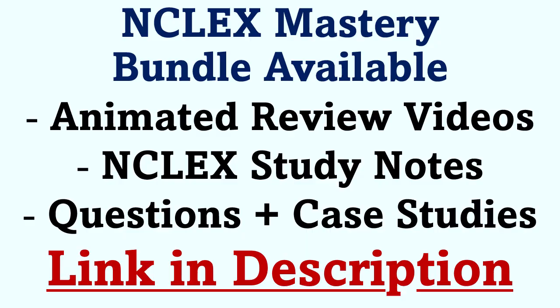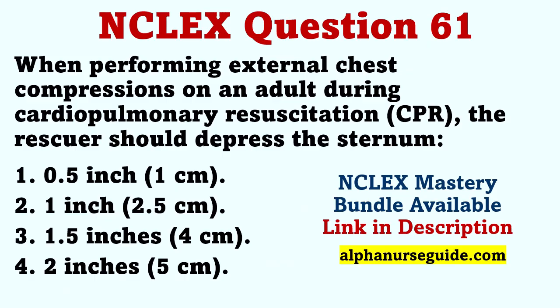Back to the questions. When performing external chest compressions on an adult during cardiopulmonary resuscitation, the rescuer should depress the sternum. 1. 0.5 inch. 2. 1 inch. 3. 1.5 inches. 4. 2 inches. The correct answer is 4. An adult sternum must be depressed 2 inches with each compression to ensure adequate heart compression.